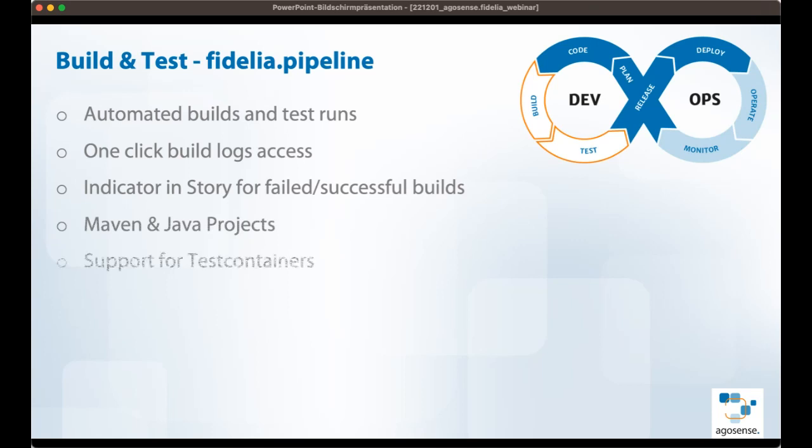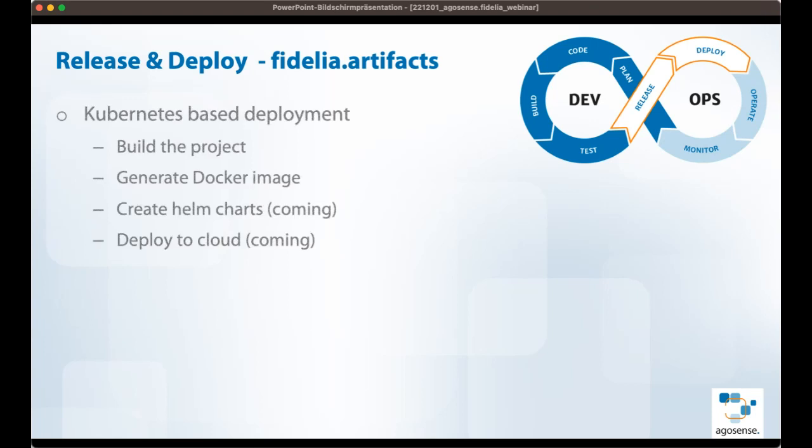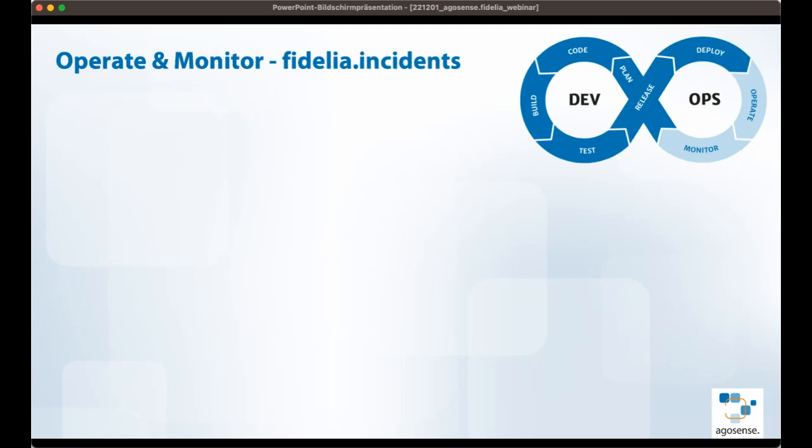Supporting currently Maven and Java projects, test containers for test automation, of course, we are supporting, and there will be also a lot more coming in this perspective. Then also under the release and deploy component of the artifacts, we are supporting a Kubernetes-based deployment, so where we can build a project automatically, generate your Docker images. What will follow later this year will be the automatic creation of Helm charts and the complete deployment, maybe to your cloud application instances. So this is what we will do in the future, this year definitely.